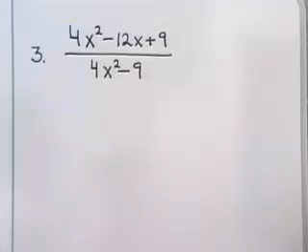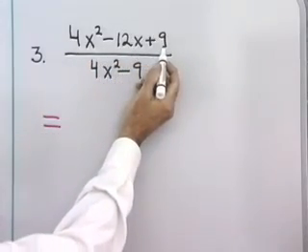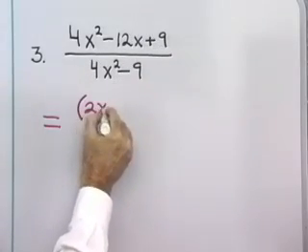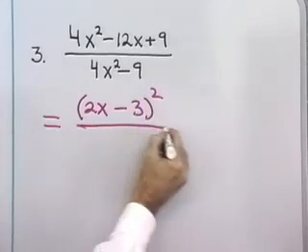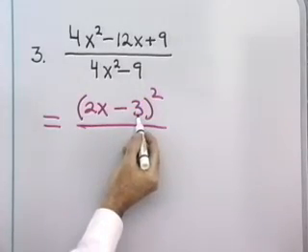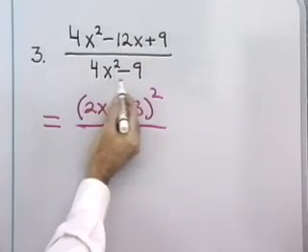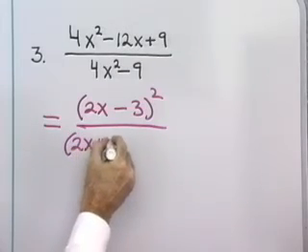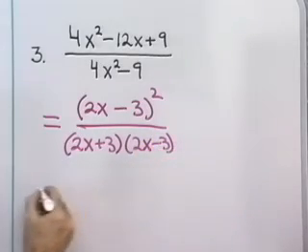Here's another problem. Let's look at the numerator first and see if we can factor it. It looks like 2x squared minus 12x plus 9. The first term and the last term are perfect squares, so let's try 2x minus 3 quantity squared. 2x times negative 3 is negative 6x, doubled is negative 12x, so that works. This is the difference of two squares in the denominator, so I have 2x plus 3 times 2x minus 3.